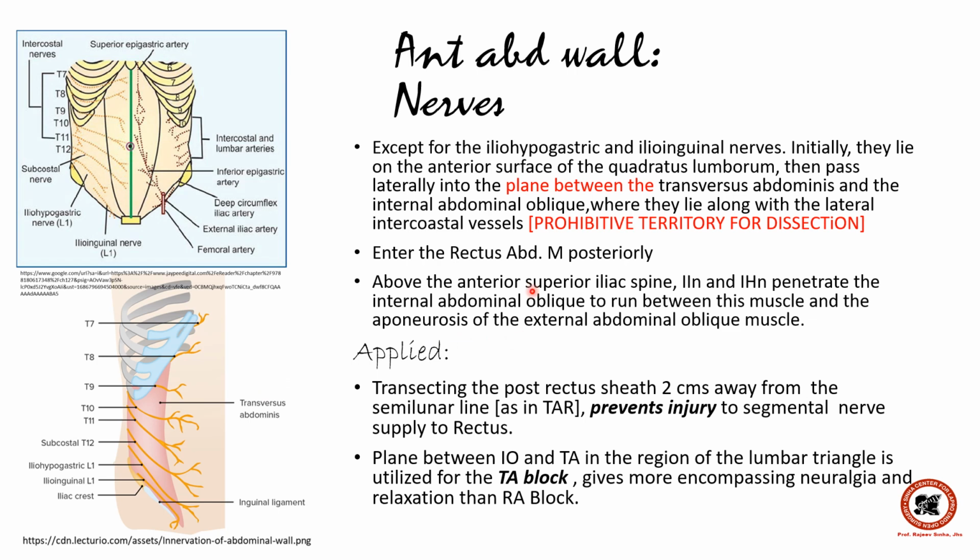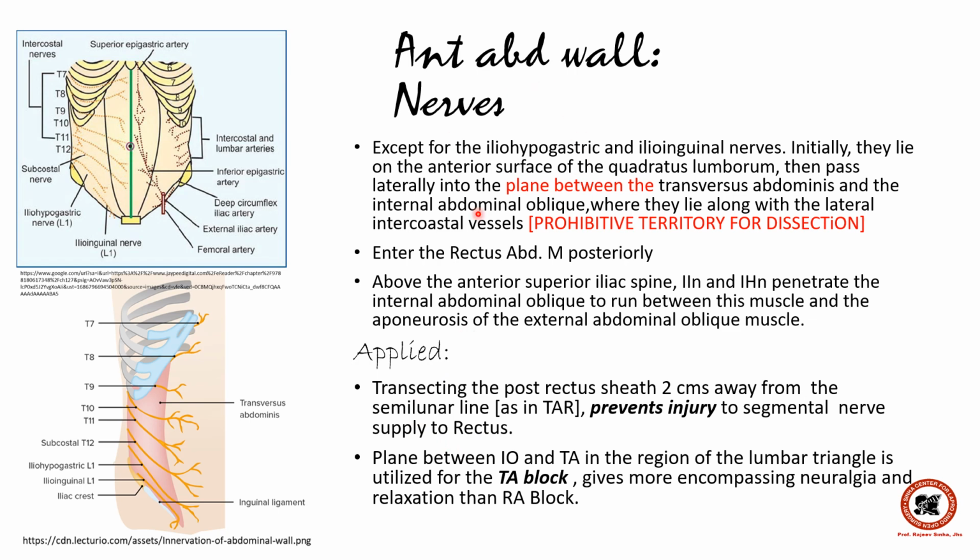Above the anterior superior iliac spine, as I said, the iliohypogastric and ilioinguinal nerves do not always lie in between the internal oblique and transversus abdominis. Why? Because at the region of the anterior superior iliac spine, they perforate the internal oblique and then they come to lie in between the external oblique and the internal oblique, as we all know from our knowledge of the anterior inguinal anatomy.